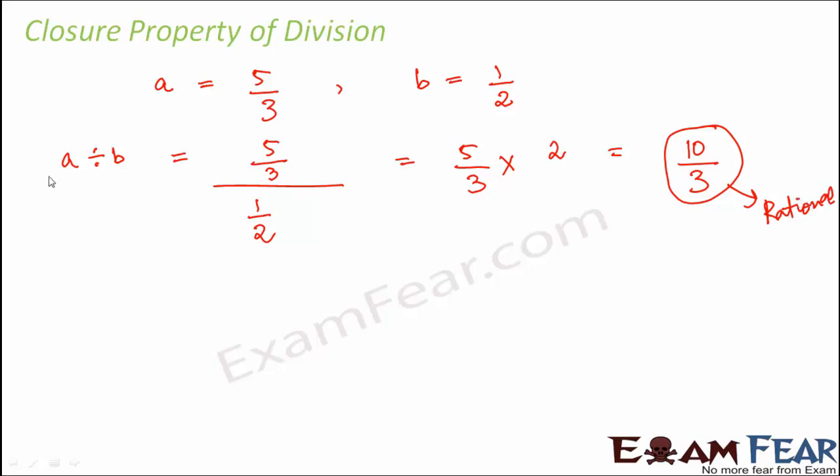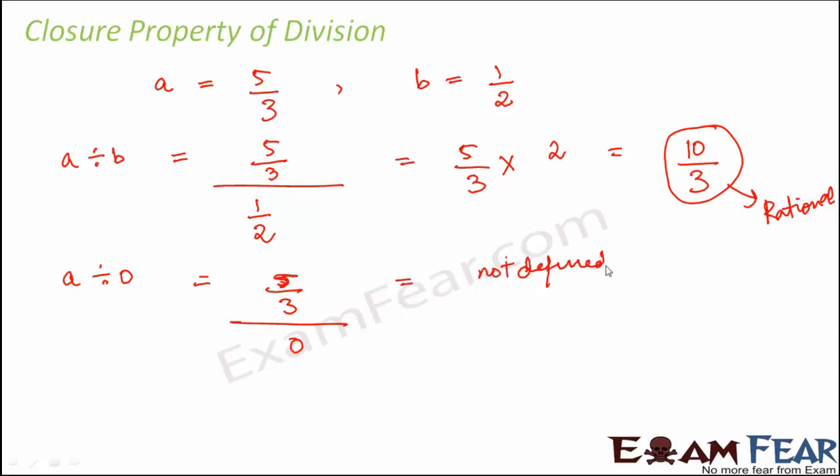But when you operate the same thing with 0, that is a divided by 0, so it becomes 5 by 3 divided by 0. And anything divided by 0 is not defined. And therefore, this is not rational. Now, since this doesn't hold true for 0, therefore we can say that rational numbers are not closed under division. So the closure property works fine for addition, subtraction and multiplication, but not for division.